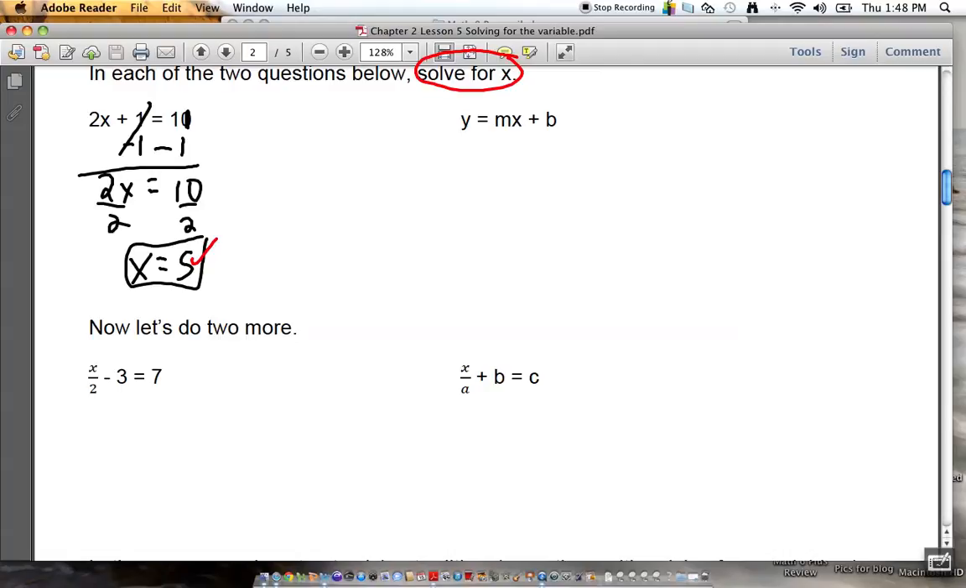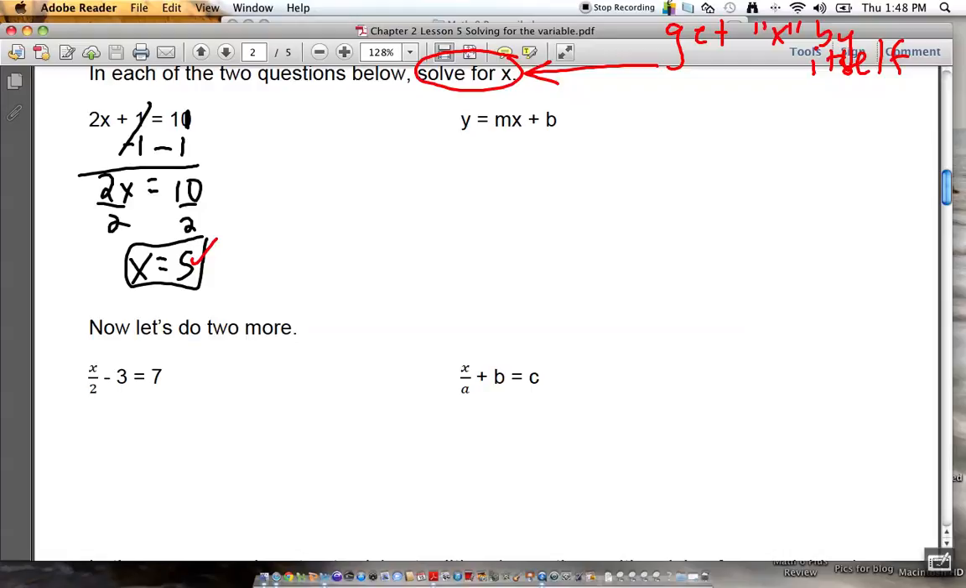Look, all you have to do is get the x by itself. When it says solve for x, that means get x by itself. Just scribble out everything else. Is the x by itself yet? No.